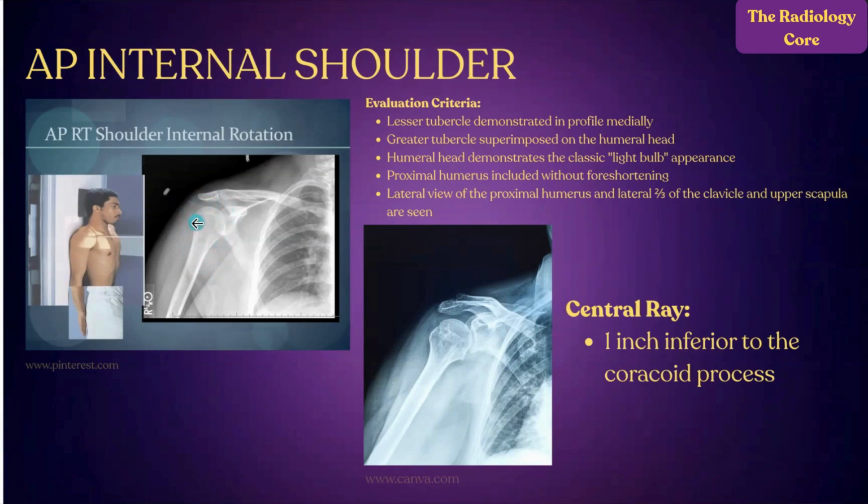The proximal humerus is included without foreshortening, and essentially this is a lateral view of the proximal humerus, and the lateral two-thirds of the clavicle and the upper scapula are seen. This is an additional image of the internal view of the shoulder. To me, this looks overexposed. This is really dark up here.